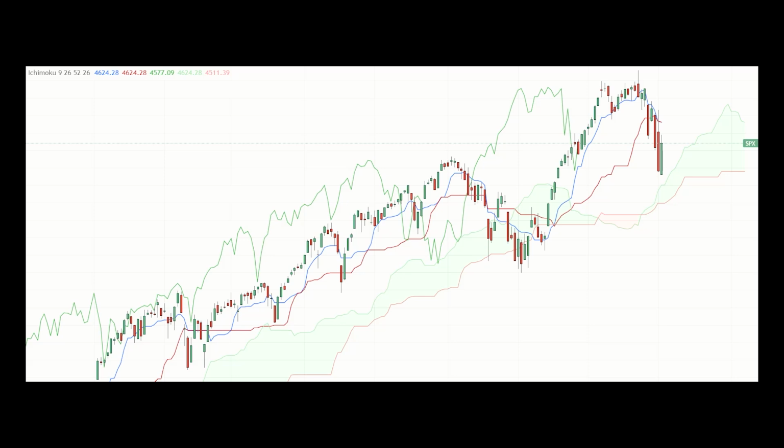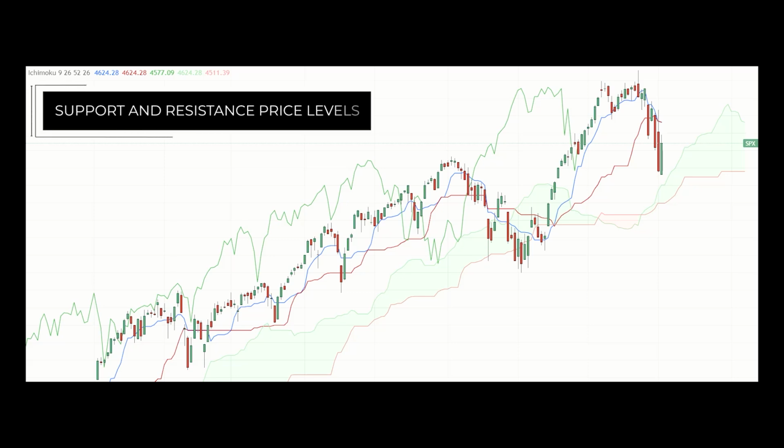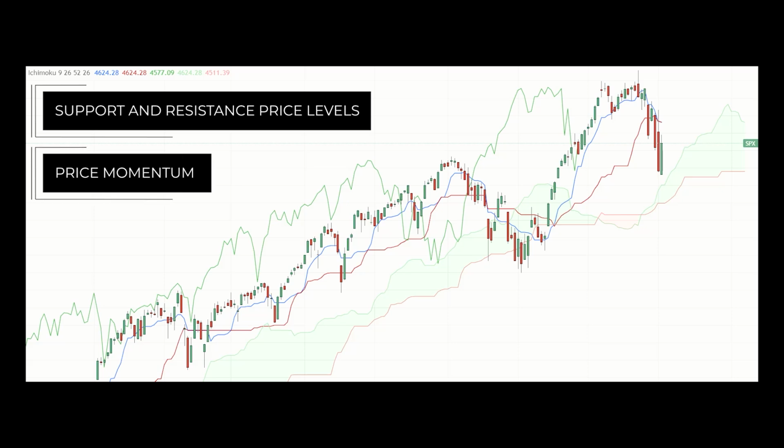Now, it's often referred to as the one glance cloud chart based on the unique clouds that are displayed on the chart. The Ichimoku cloud shows on a chart three key things that can help you as a trader. It tells you what the support and resistance price levels are, the price momentum, and the trend direction. Now, many experienced traders prefer this over candlestick charts as a better way to forecast future price movements, and I'll explain the reason why later.